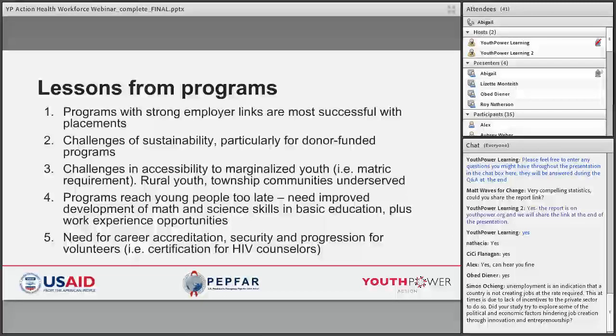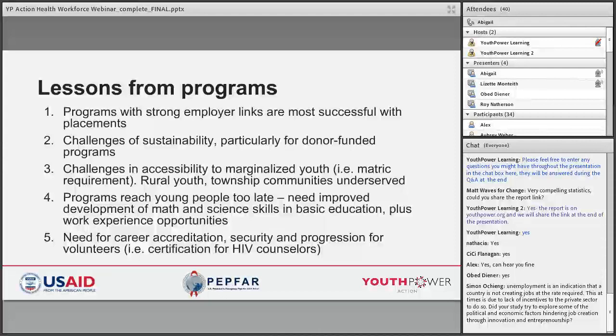A third lesson was the challenges in the ability of marginalized youth to access services and programs. So, for example, the limitation of matric requirements. In particular, rural youth and township communities were found to be underserved. So the issue of an urban and rural divide was mentioned. Many stressed that the level of opportunity and structural supports in rural education was severely limited, and this often puts youth at a disadvantage when attempting to enter tertiary education, find a job, or enter workforce programs.